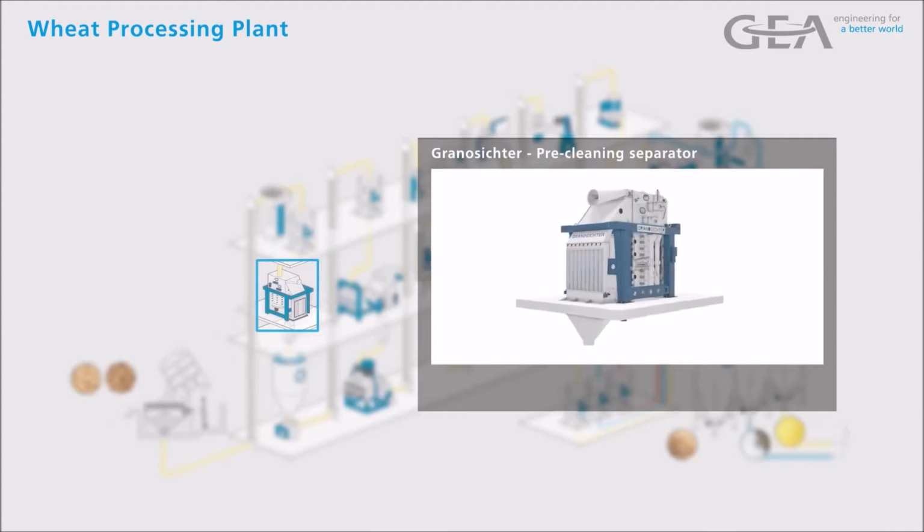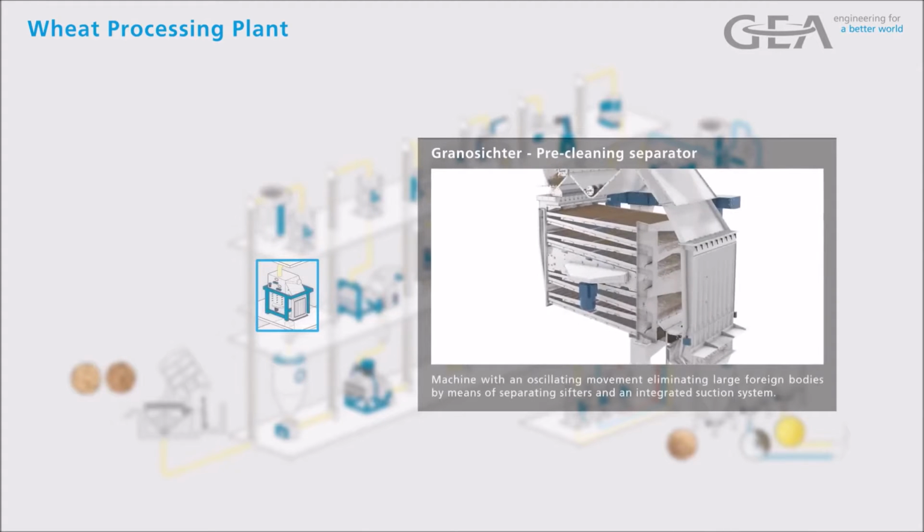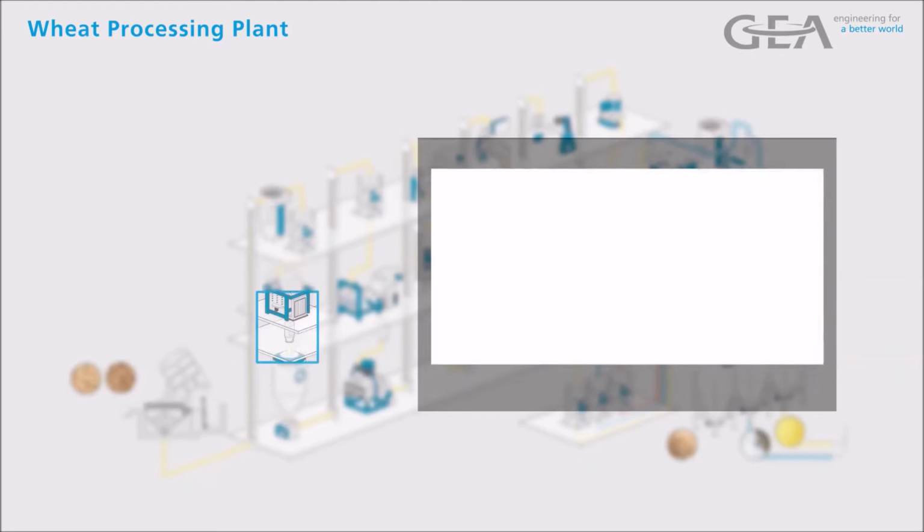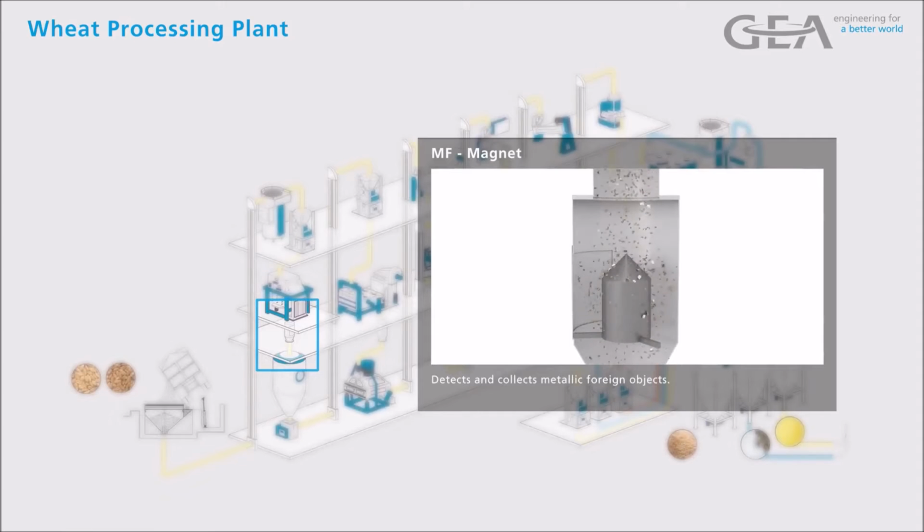Granosictor pre-cleaning separator. Machine with an oscillating movement eliminating large foreign bodies by means of separating sifters and an integrated suction system. MF magnet. Detects and collects metallic foreign objects.